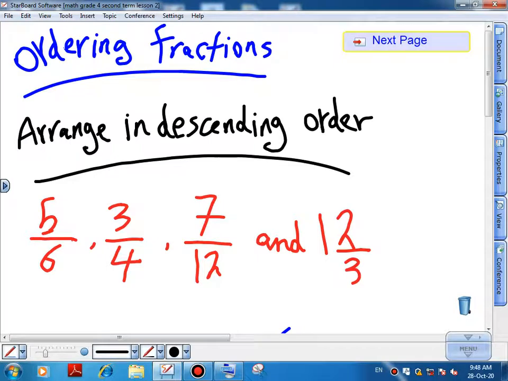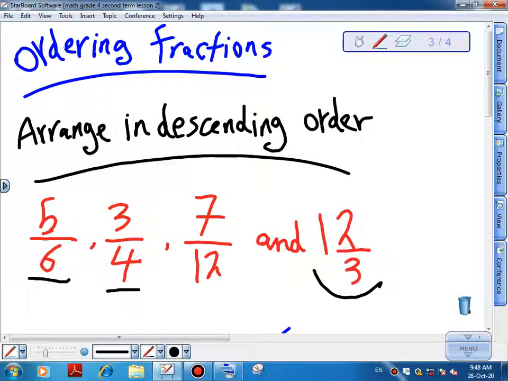The next one, ordering fractions. If we need to arrange fractions like 5/6, 3/4, 7/12, and 1 and 2/3, which is a mixed number, all these are called fractions. Some are proper fractions and one is a mixed number. We need to arrange these fractions in ascending or descending order.